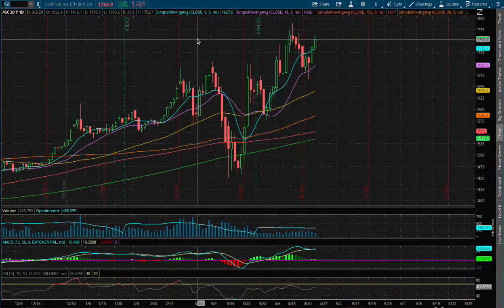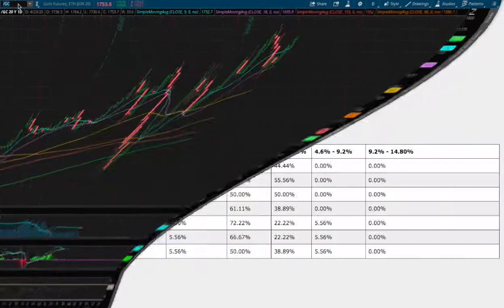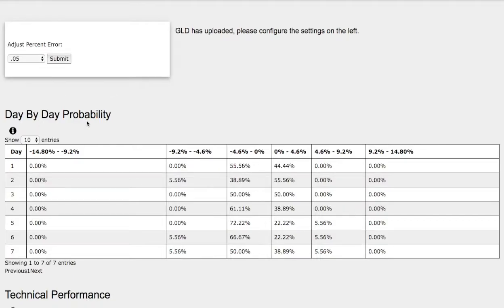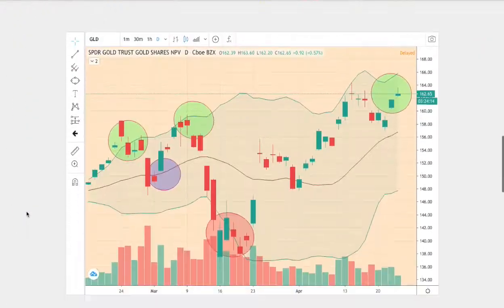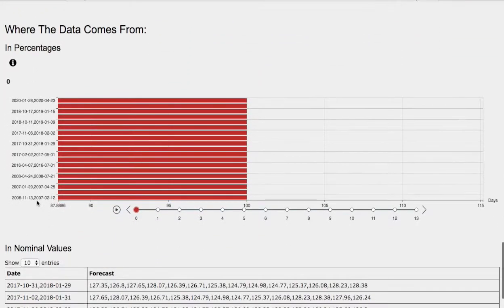Hello viewers, we'll be going over gold and silver futures. In this video, we'll be going over the day-by-day probability model, the technical performance of each model, how we find the models, and the day-by-day forecast for gold and silver.